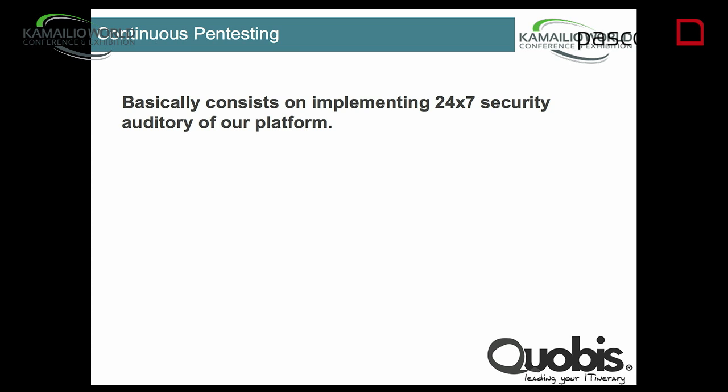So this talk was about continuous pen testing using Bluebox. Continuous pen testing basically is the pen testing we saw, but not doing pen testing once a year or twice a year. That doesn't guarantee that our network is secure right now. So basically it would be, in a perfect world, a 24/7 security audit of our systems, of our platform.